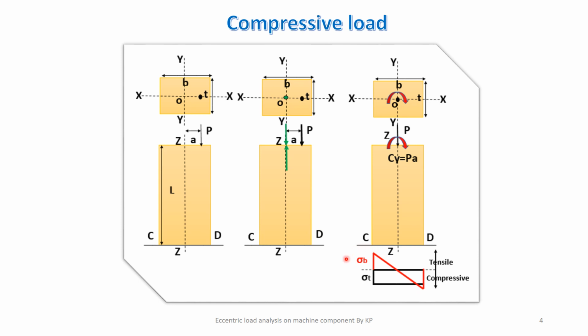So the net effect on this side is the algebraic difference of sigma b and sigma t, and on this side the net stress is compressive. So we directly add these two values, and there is a net value of this stress at this point, and that is compressive in nature.